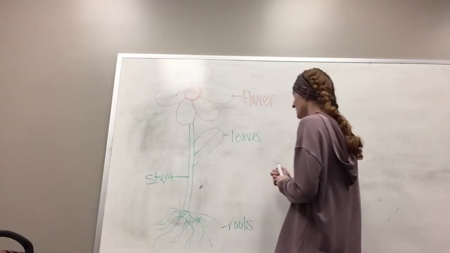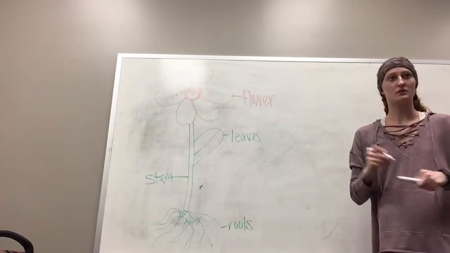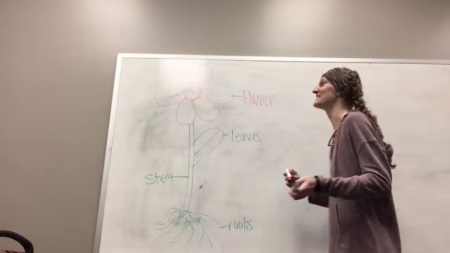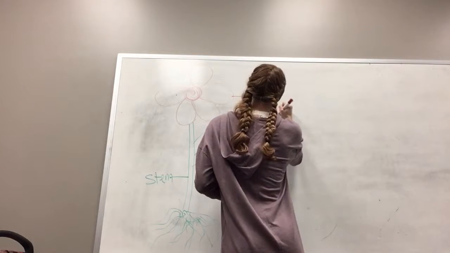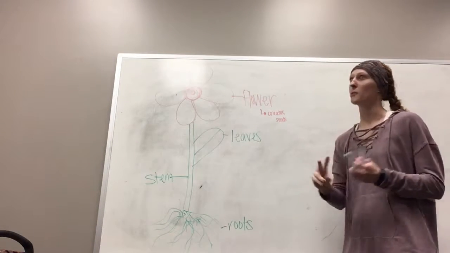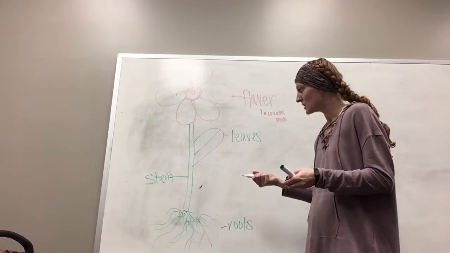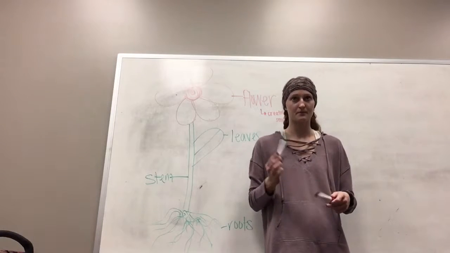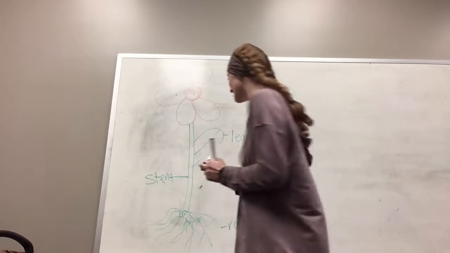So let's start with the job of the flower first. Does anyone remember what the job for the flower was? It creates the seeds. Awesome, good job. So the flower creates the seeds, and that way, more plants can grow. Okay, flower, stem. Does anyone remember what the stem's job is? Yeah. It soaks up the water. Perfect. Yes, it does.